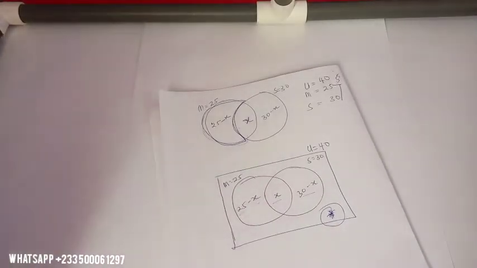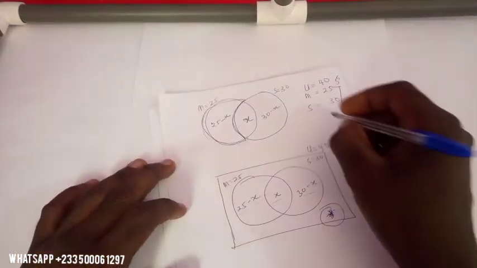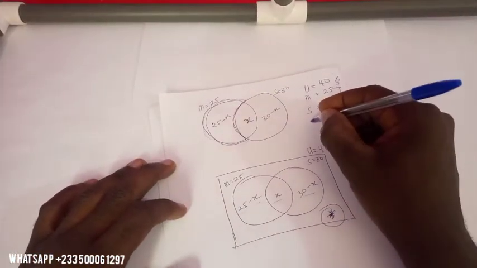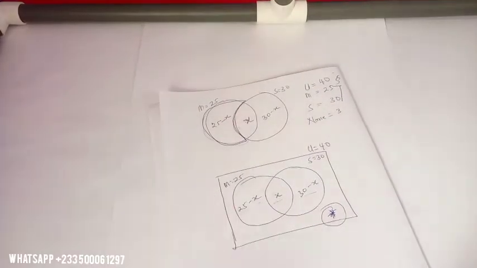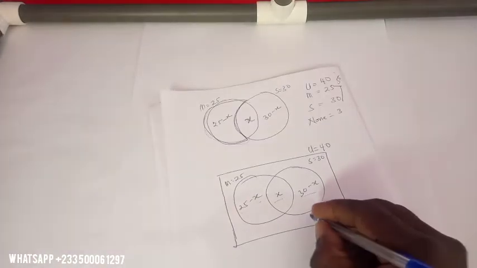Are we good? Now let's take a question. Let's continue this question. Let's assume that those who do not take any part of the test or whatever we are talking about, the none, they are 3. They will be here, 3.